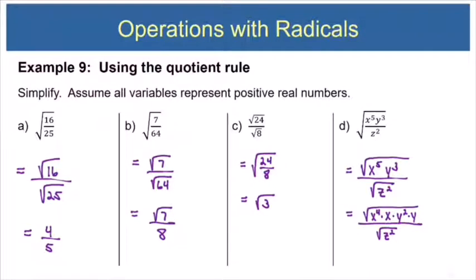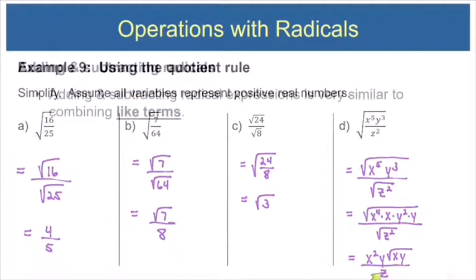Now let's just go through and take the square root of each factor that is a perfect square. So the square root of x to the 4th is going to be x to the 2nd. This x is going to stay under the radical. The square root of y to the 2nd is going to be just y, and this y is going to stay under the radical. And so I'll go ahead and put that square root of xy there. This x came from here, and this y came from here. And then in the denominator, the square root of z to the 2nd is just z.